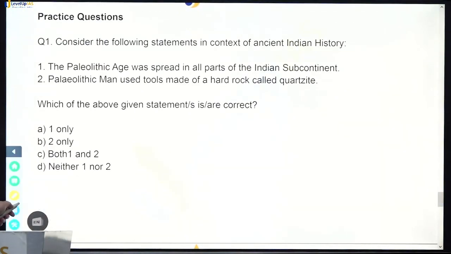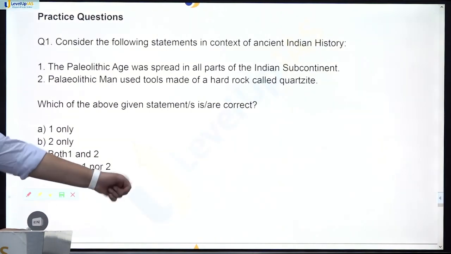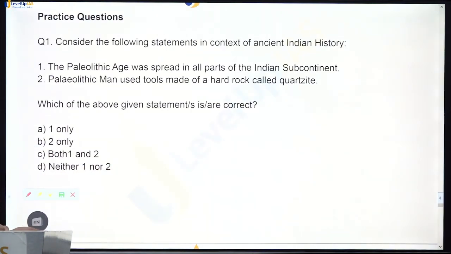Next question. Okay, from the Paleolithic age. Consider the following statements in context of ancient Indian history. Number one, the Paleolithic age was spread in all parts of the subcontinent. Two, Paleolithic man used tools made of hard rock called quartzite. Two only. First one is incorrect. Why? Where did it not occupy? The northern plains, okay.